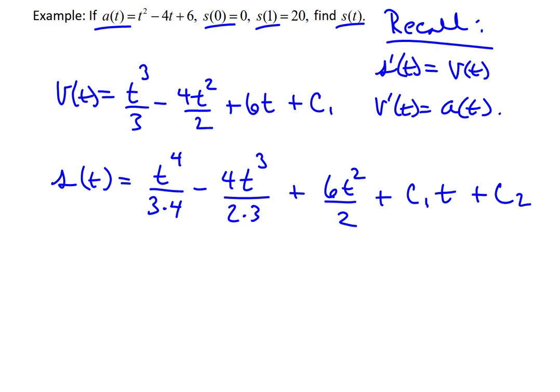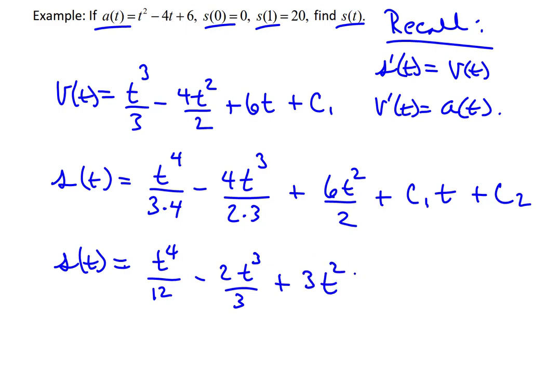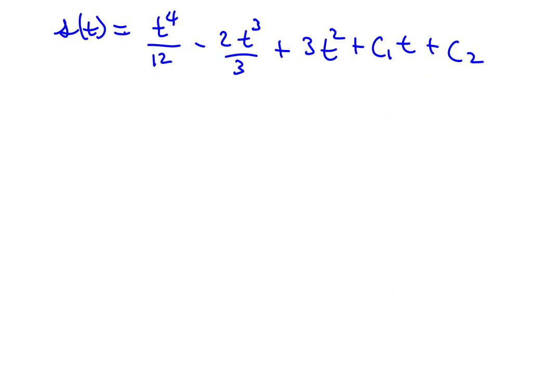Let's go ahead and just simplify the position s of t equation we just got from our second antiderivative here before we start plugging stuff into it. So really it's t to the 4th over 12 minus 4t cubed over 6, but you could reduce 4 over 6, it's really 2 over 3, let's just write it like that, and then plus 6 over 2 is really 3, so really it's plus 3t squared plus c1 times t plus c2. Or instead of using c1 and c2, you could use c and d. The point is they have to be different constants.